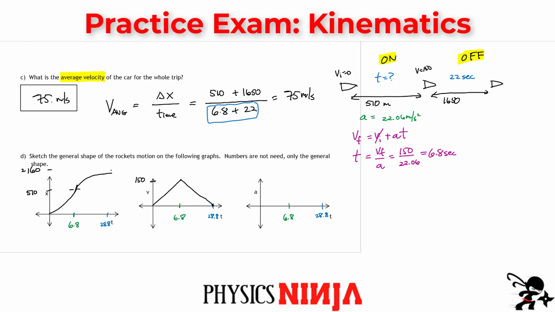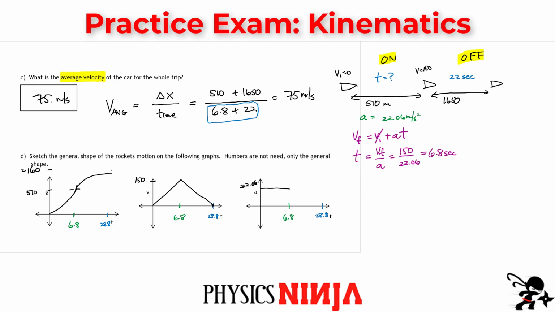How about the acceleration? The acceleration I calculated over here was 22.06 for that first part. So let me go ahead and just draw a straight line. The acceleration is uniform. Let's write the value here, okay? And then what happens over here from the next 22 seconds? The next 22 seconds, it slows down.